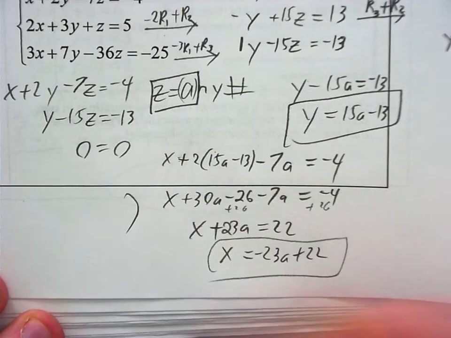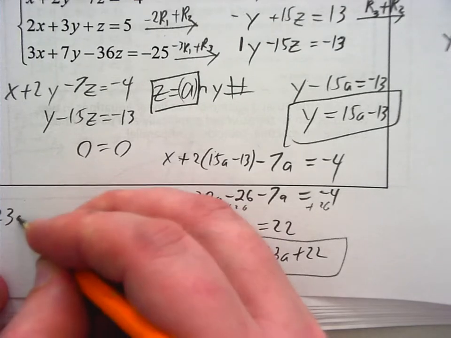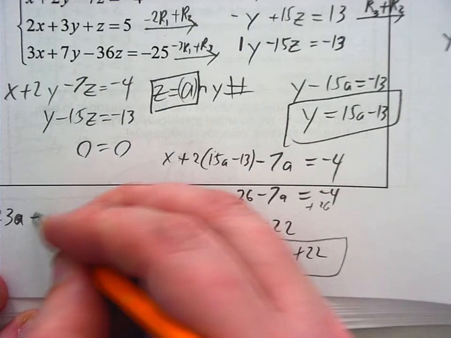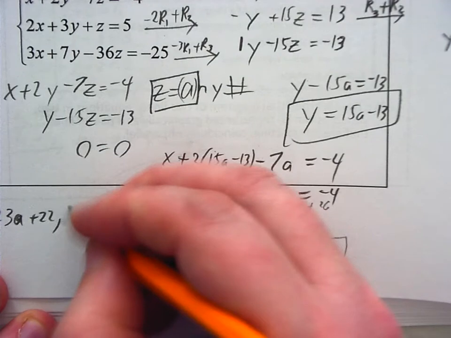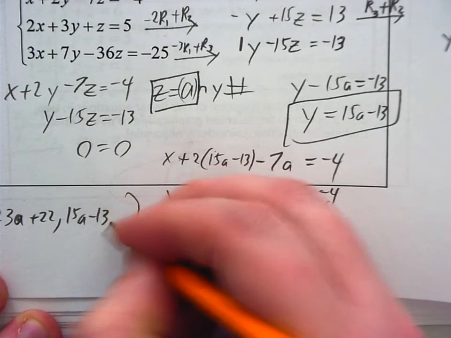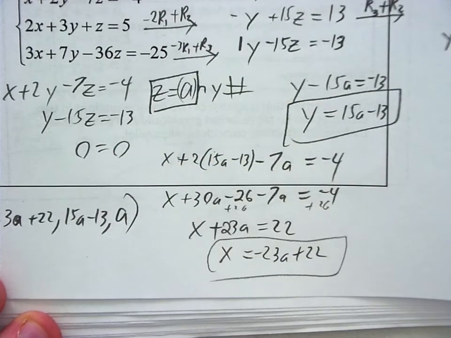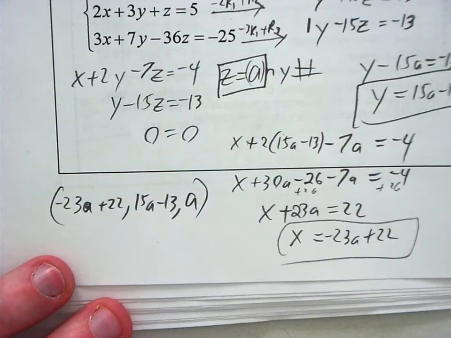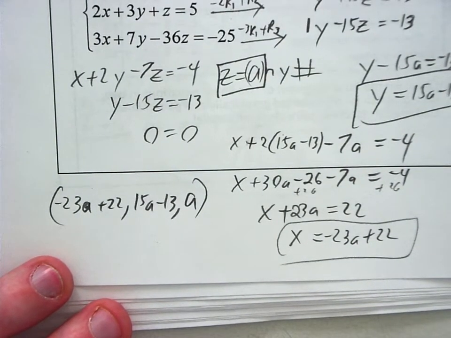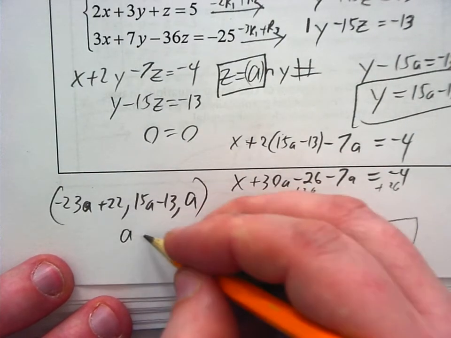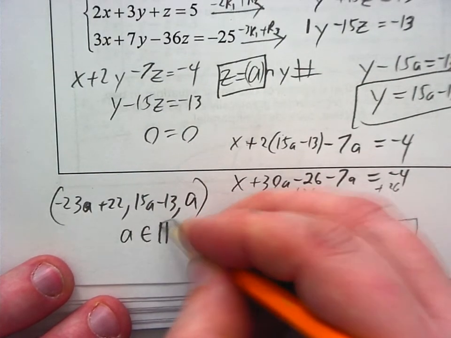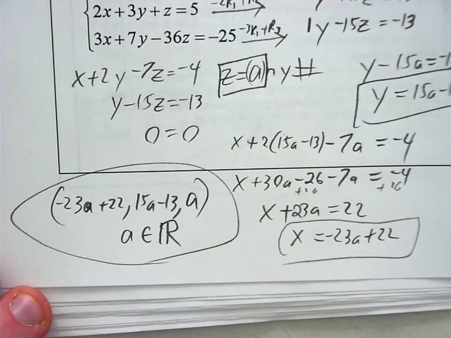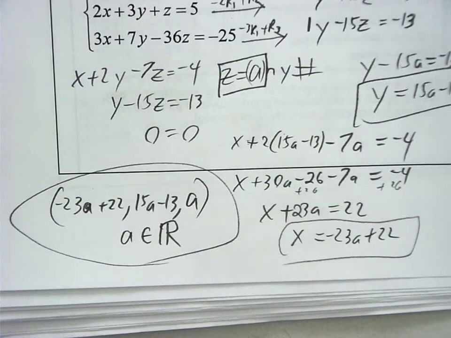So then my answer, I would write it, again, still as an ordered triple. So I would literally just put the x first, then the y, then the z. But then I also said a could be what? What does the a stand in for? Any number, and there it's actually very general, all the way down to all the reals. So a is an element of the reals. That's what your answer looks like.